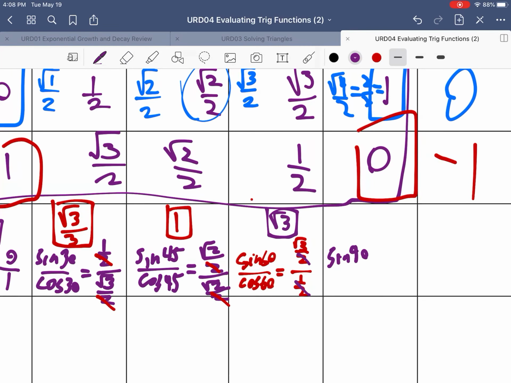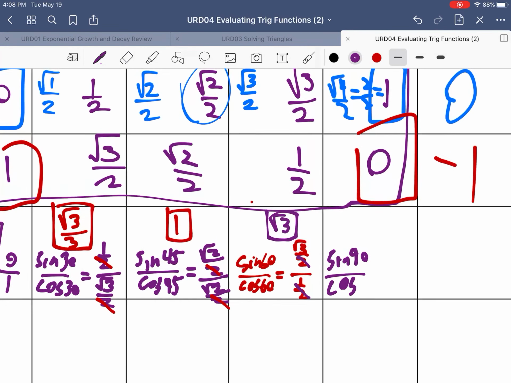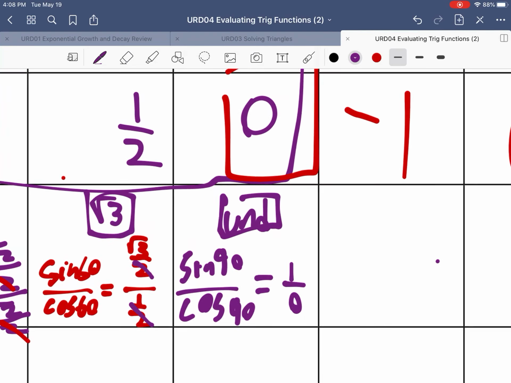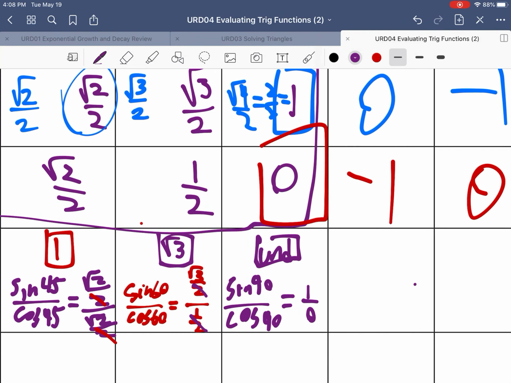And then for 90, we get the sine of 90 divided by the cosine of 90, which is going to be equal to 1 over 0, which is undefined. Every time you see undefined, you can think of it as just being 1 over 0.